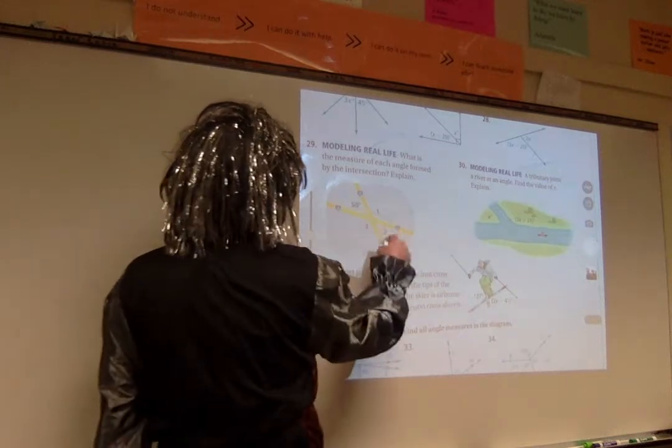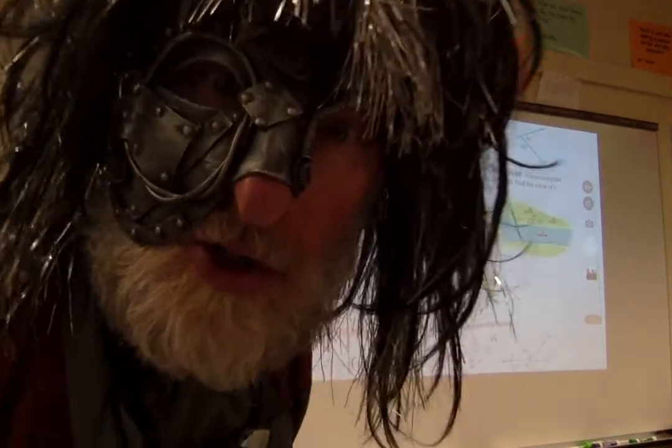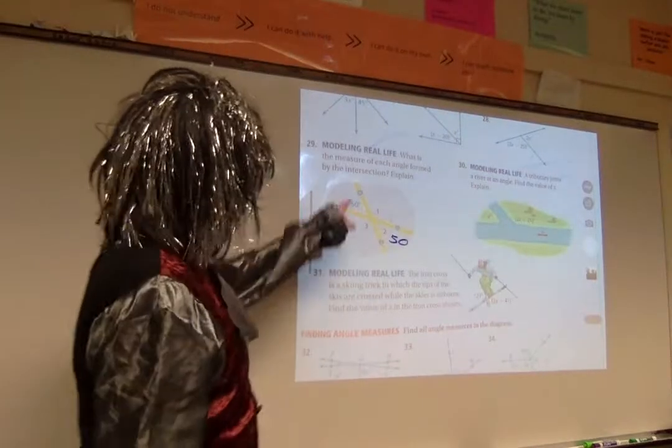Number 29. What is the measure of each angle formed? Well, if this guy's 50, this guy's got to be 50. Why? Because they're vertical angles. They're opposites. They're congruent, meaning they must be the same. If that's 50, that's 50.